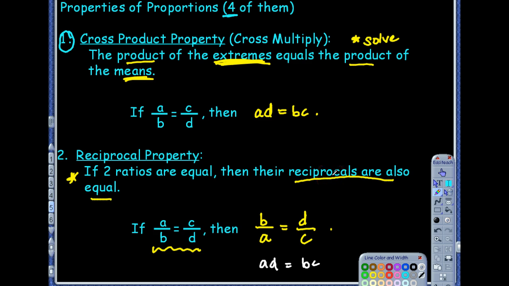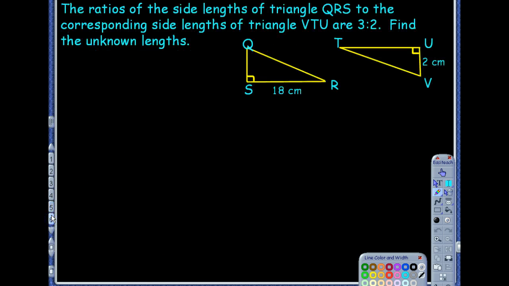To me, the reciprocal property is not necessarily helping you solve. It just allows you to see that maybe one person could set it up differently than the other. And there's nothing wrong with it. It's just allowing you to set it up differently. Okay. So, all right, we are going to take a look at another example.